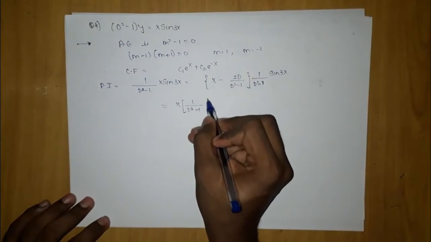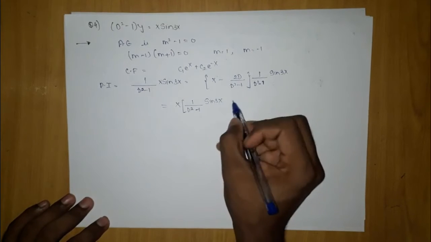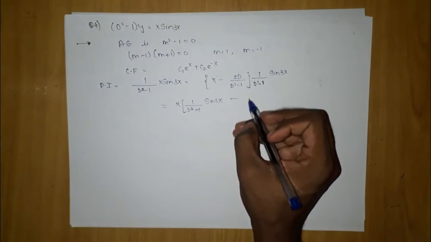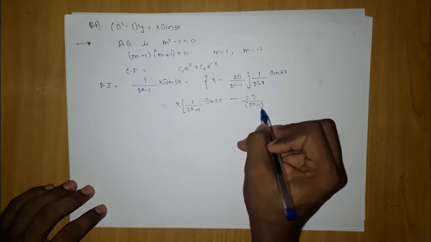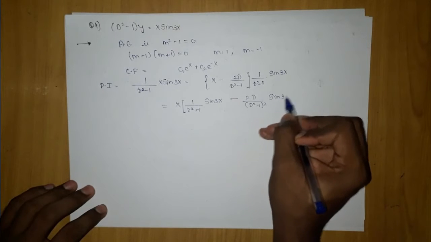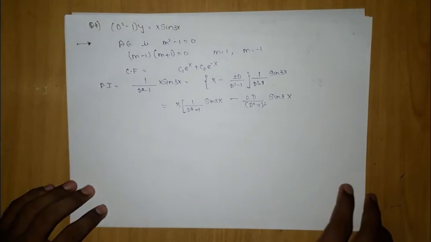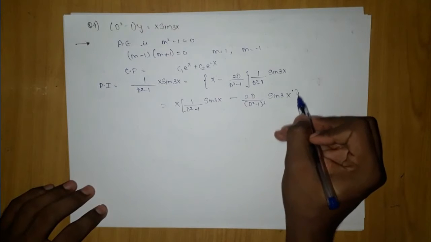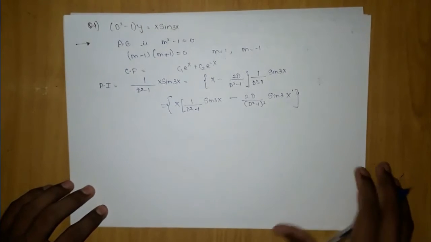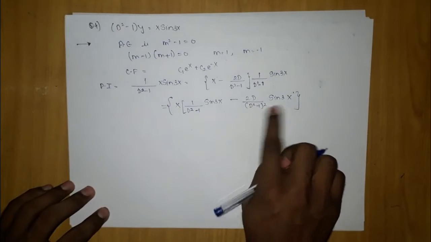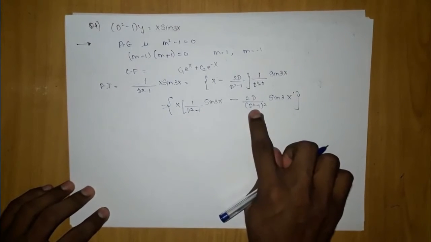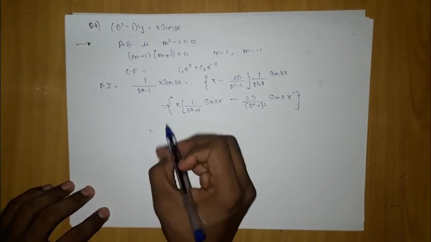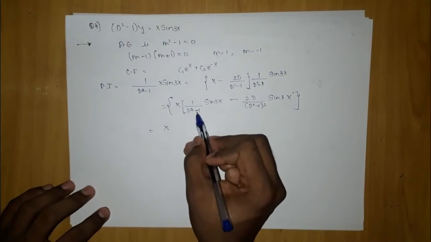minus 1 into sine 3x minus we are going to have 2d by d square minus 1 the whole square into sine 3x, right? And we are going to close the whole thing. Now we are going to solve this. Here we will substitute minus 9 and here we will substitute minus 9. We are not getting 0, so we can substitute it. So x, here substituting minus 9, it will become minus 10.